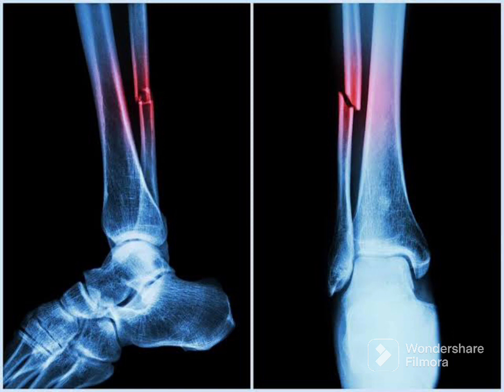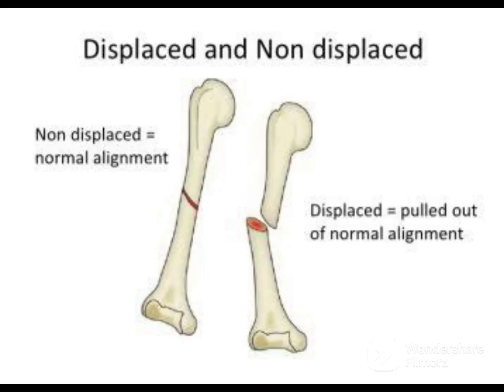Traumatic fracture is due to trauma. Then pathological fracture, fracture occurring in a weak bone, for example, like osteoporosis. Then stress fracture, due to chronic repetitive injury. The next, on the basis of displacements, there are undisplaced fracture and displaced fracture.